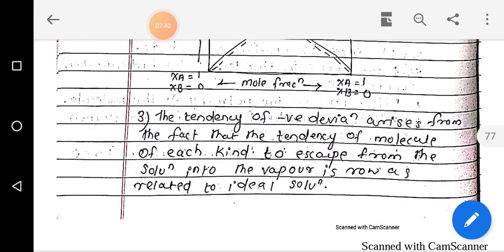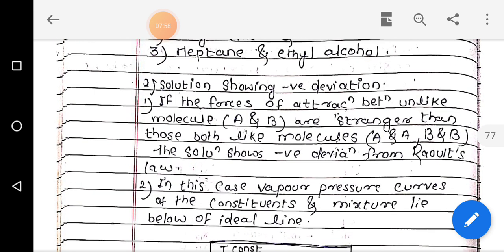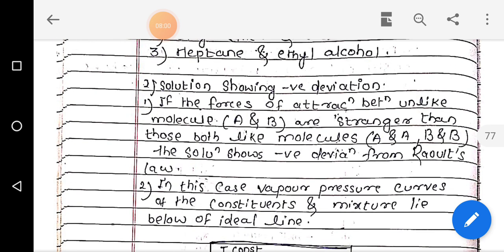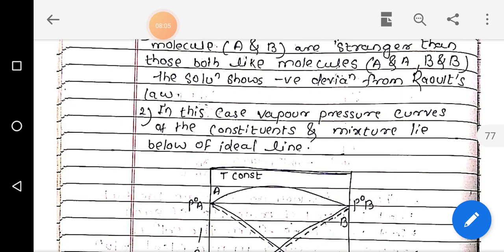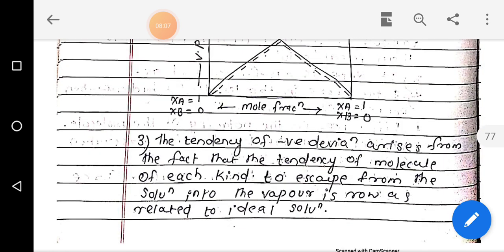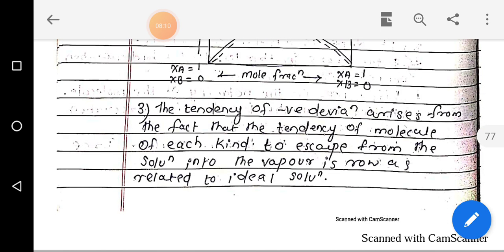So in this case, we have studied that the tendency of negative deviation arises from the fact that the tendency of the molecules of each kind to escape from the solution is low, because there are stronger forces of attraction between unlike molecules than between the like molecules.